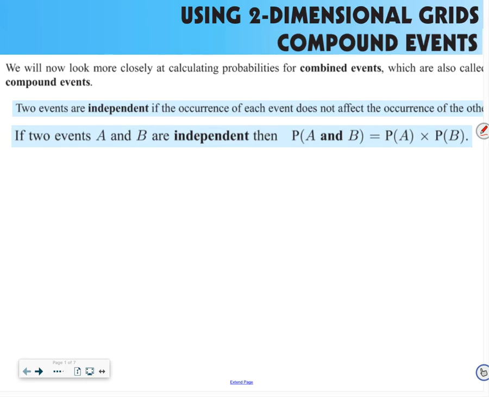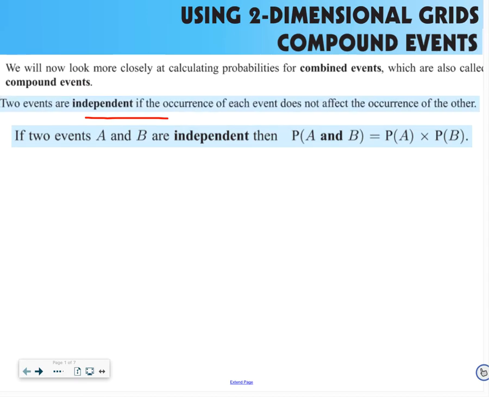Two events are called independent if the occurrence of each event does not affect the occurrence of the other. If two events A and B are independent, then the probability of A and B happening equals P(A) times P(B). Because we're multiplying the probability of A times the probability of B, this idea of two-dimensional grids can play into helping us problem solve.